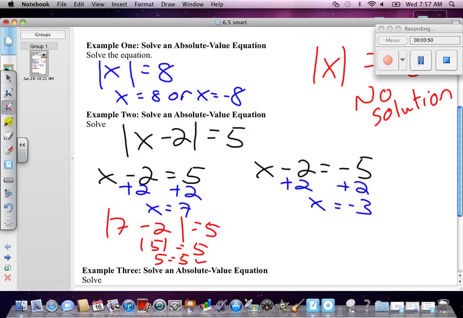Okay, let's look at the other side. If we have the absolute value of -3 minus 2 equals 5, what's -3 minus 2? -5. What is the absolute value of -5? 5. So that worked out too.